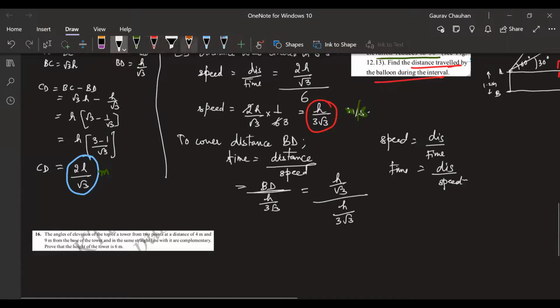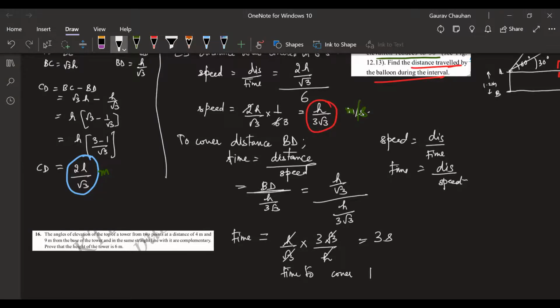A lot of things get cancelled. Let me actually make it straight for you. So h by root 3 into 3 root 3 by h. Everything gets cancelled here. H and h, root 3 and root 3. You are left with 3 seconds. The time to cover BD is equal to 3 seconds. That's the time to reach the foot of the tower, which is equal to 3 seconds.